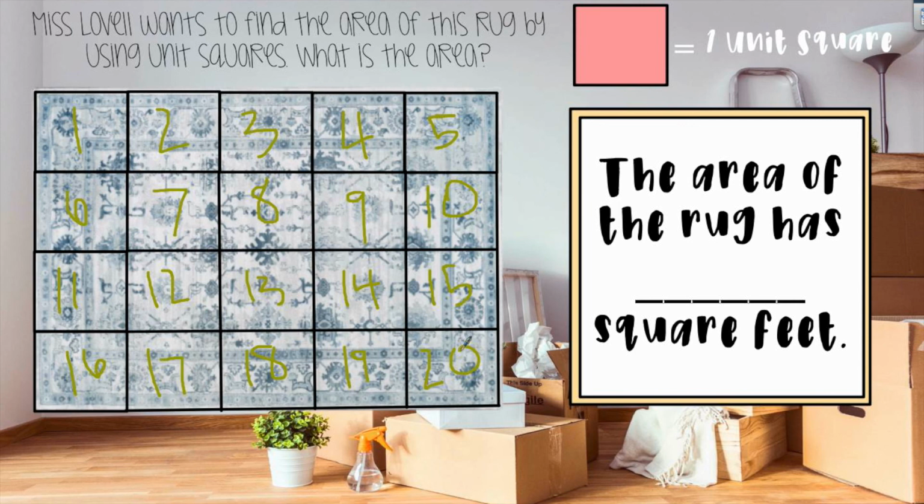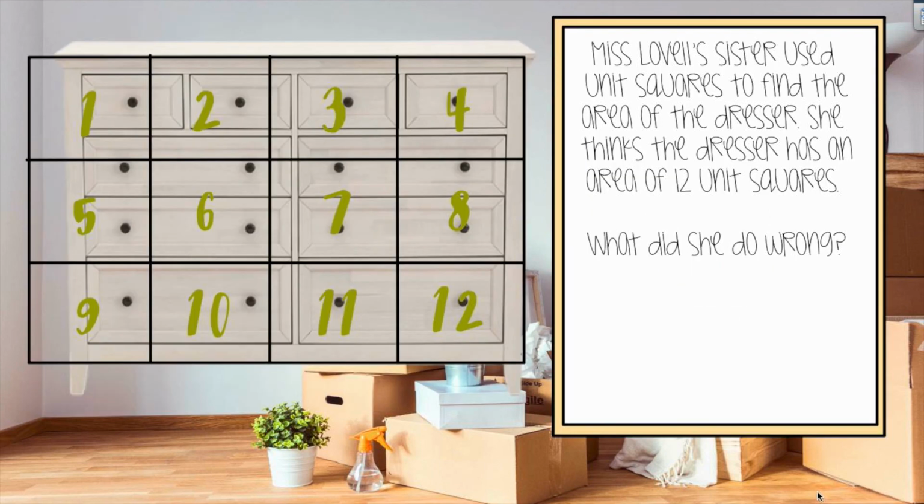So now that I've counted all of my squares, I have found out that the area of this rug has 20 square feet. So let me write that in my answer blank. The area of the rug has 20 square feet. Great work, guys. Let's move on to our last problem of the lesson. All right, guys, let's work on this last problem.